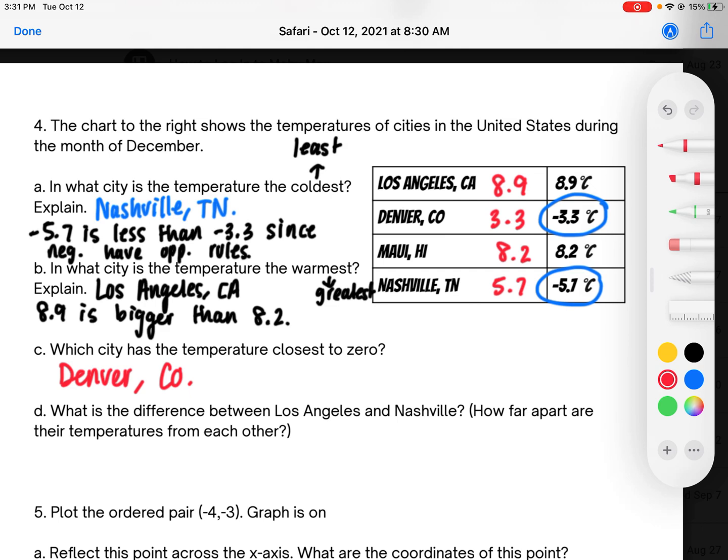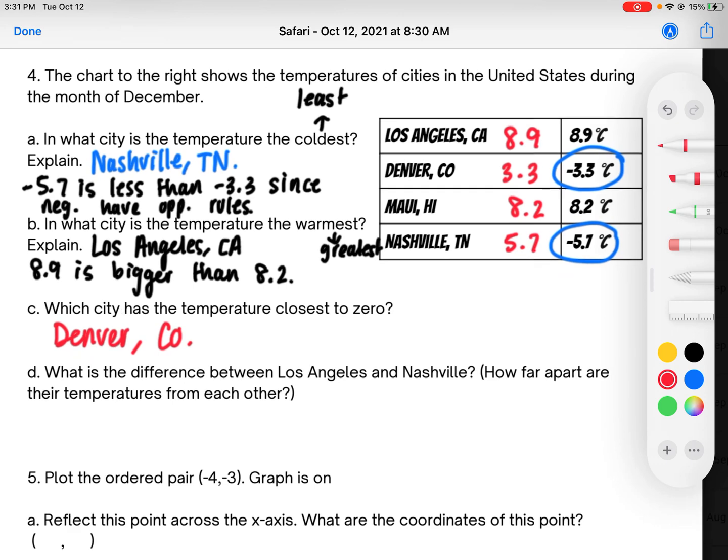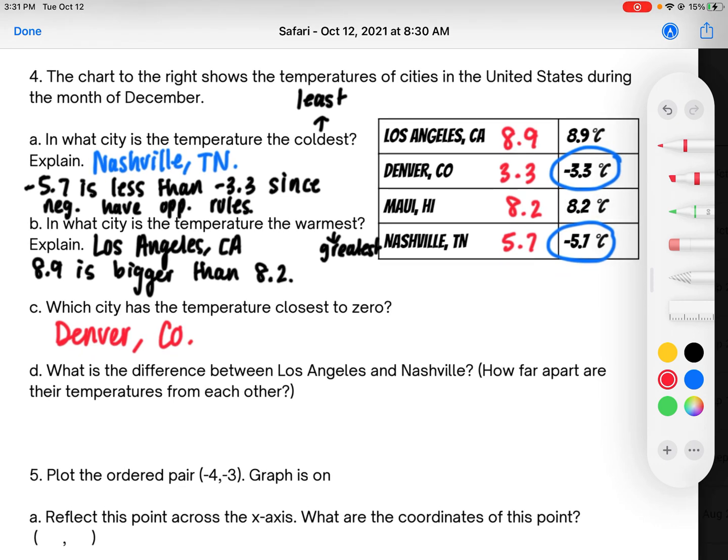All right, and our final one says, what is the difference between Los Angeles and Nashville? Meaning, how far apart are their temperatures from each other? In order to explain this one, I'm going to draw a number line, put 0 at the center, and represent Los Angeles. That would be right over here at 8.9. And then I'm going to estimate where Nashville would be, right over here at negative 5.7.